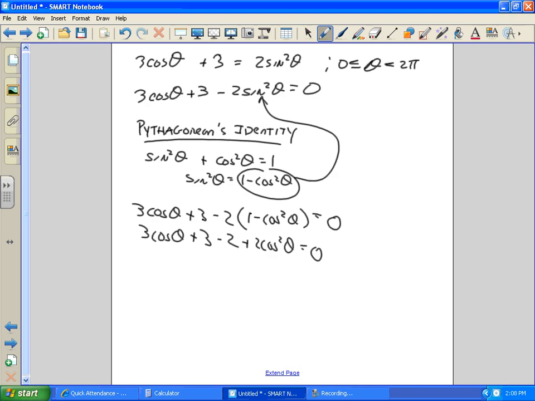Now I have a quadratic. They all have the same trig functions, so I can factor it. But before I factor it, I want to combine like terms and put it in descending order. So I'm going to combine the like terms here, and I'm going to start in descending order. So I get 2 cosine squared of theta plus 3 cosine of theta plus 1 is equal to 0. And now I'm going to factor again.